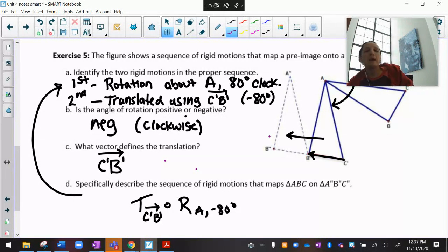Okay. You need to know how to read the notation, but I'm never going to force you to write the notation, in case you're curious.